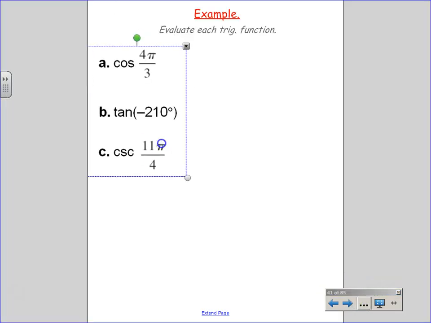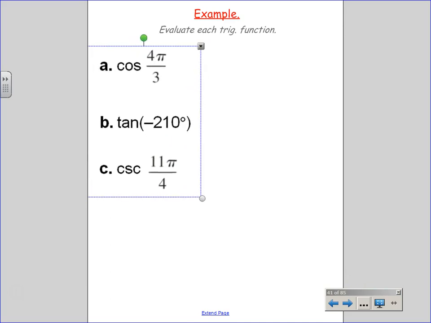With the first one, cosine of 4 pi over 3. Let's use our tricks. 4 pi over 3, where does he land? You guys agree? One whole calzone, a little bit more. Kind of a big slice more, right? So this one's going to land in the third quadrant.